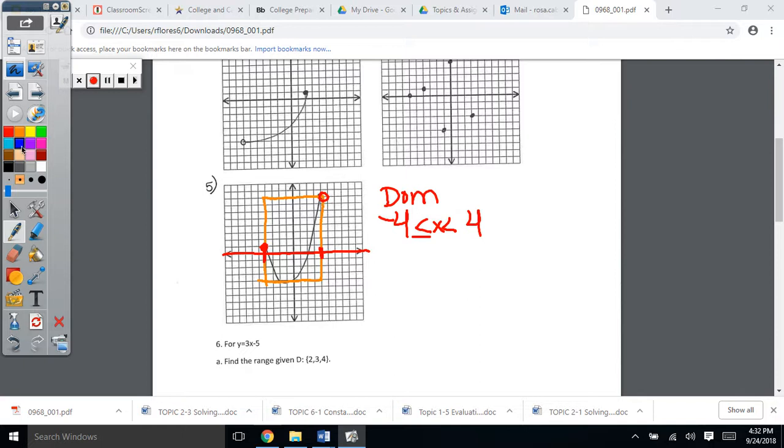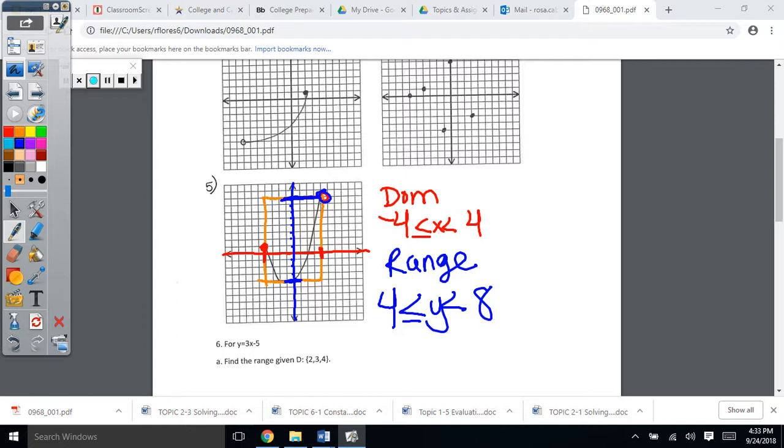Okay, now I need to focus on the range. For the range, I need to go from low. The lowest I can go is 1, 2, 3, 4. And the highest I can go is 1, 2, 3, 4, 5, 6, 7, 8. And these are always the same. This is closed. This one's open. I'm going to leave it with no little line.